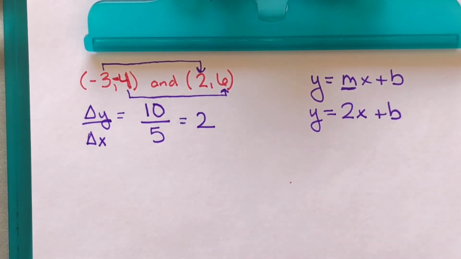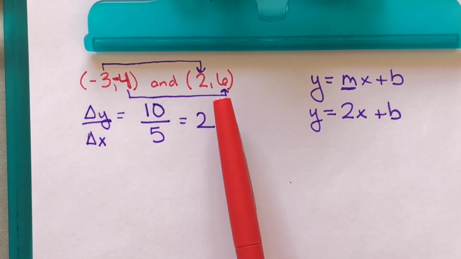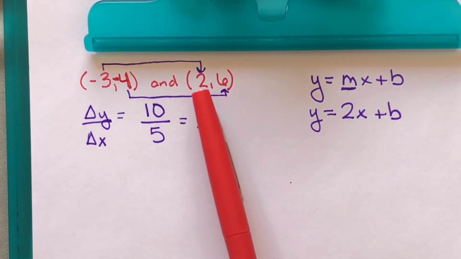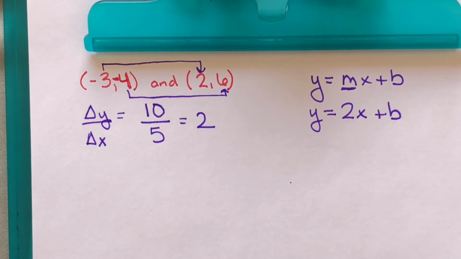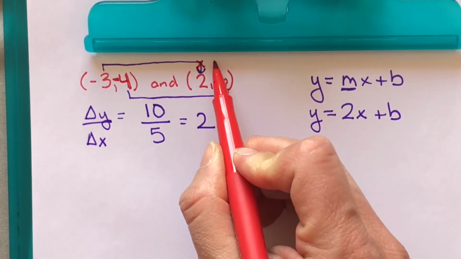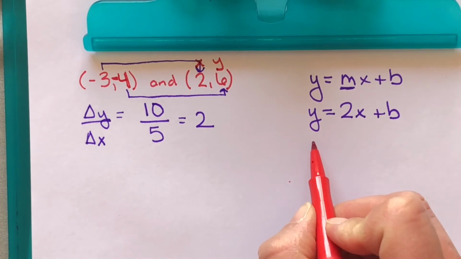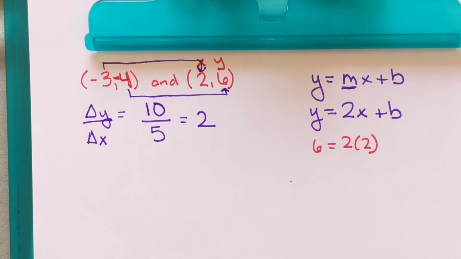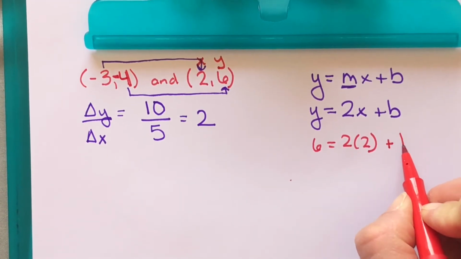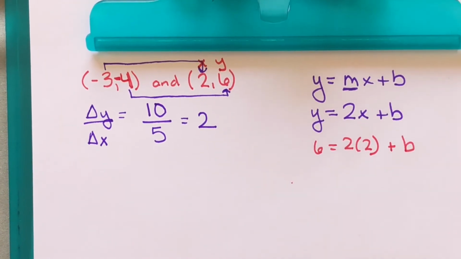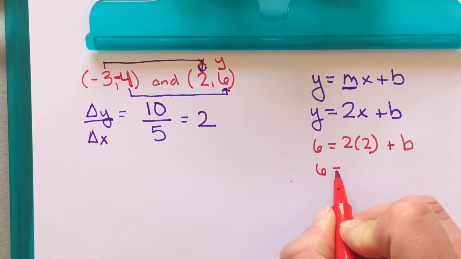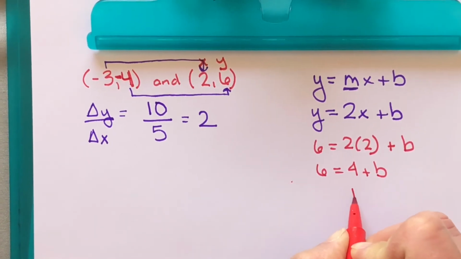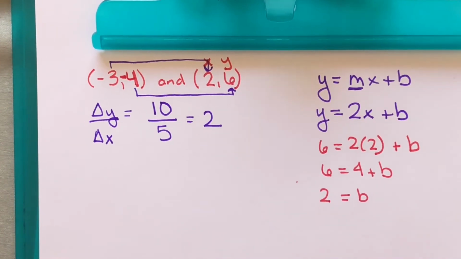Choose the x and y value that would be easiest to work with. So here, both of these are positive, whole numbers. That's the one I'm going to choose. So this is x, this is y. I'm going to replace y with 6 and x with 2. So 6 should equal 2 times 2 plus the y-intercept, which is still unknown at this point. Well, now I have an equation with only one variable that I can solve. So I know 6 should equal 4 plus b, which means b should equal 2.